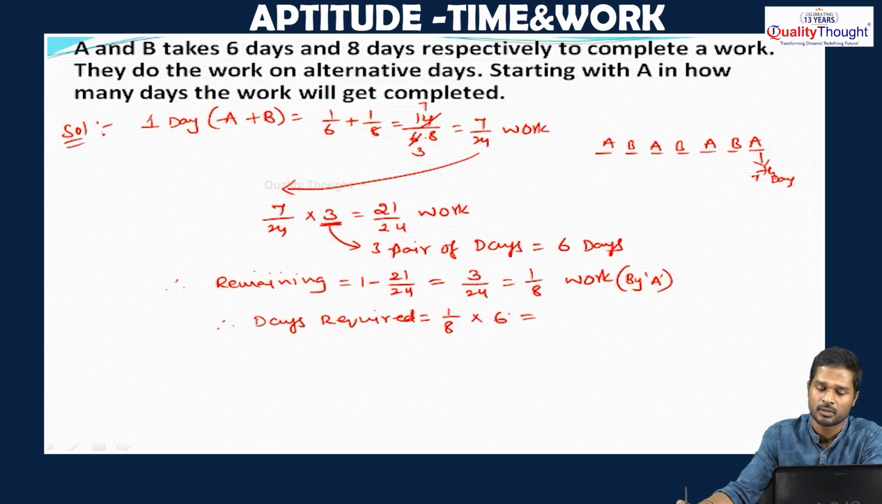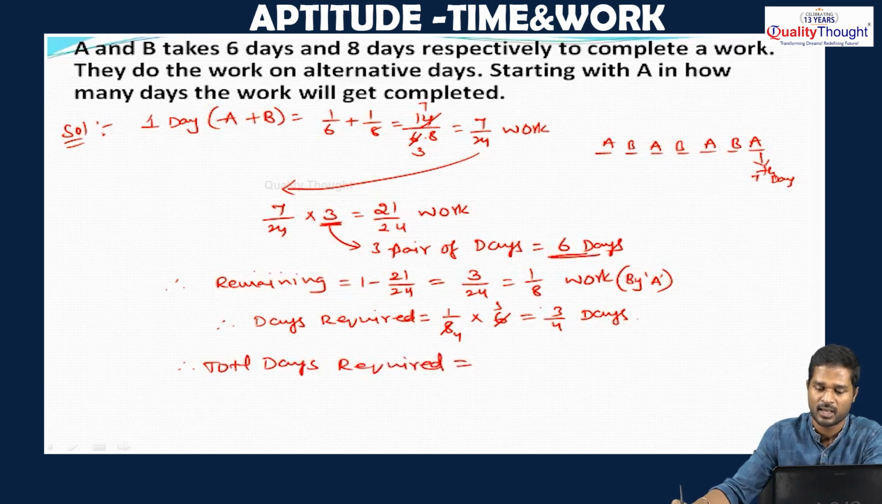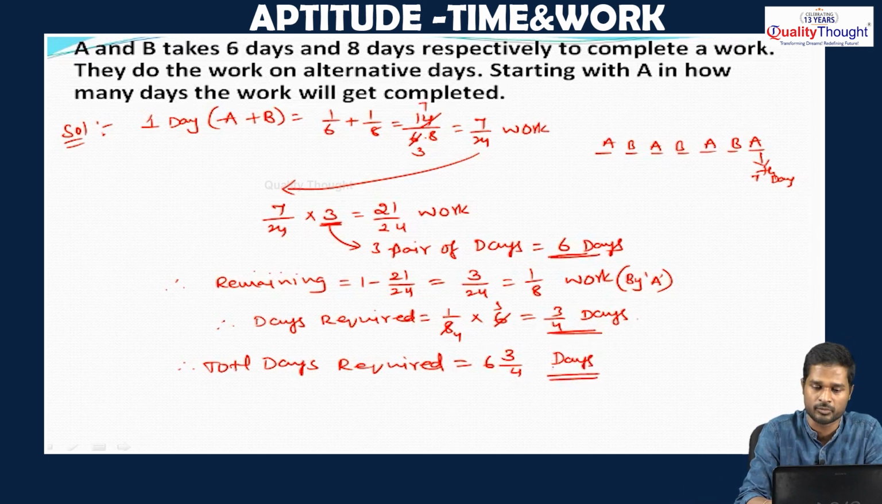So this is 2 3s are 6, 2 4s are 8, that means another 3 by 4 days are required. So the total days required to complete the work is 6 days and another 3 by 4 days. So the total days required are 6 3 by 4 days to complete that work if A and B work alternately.